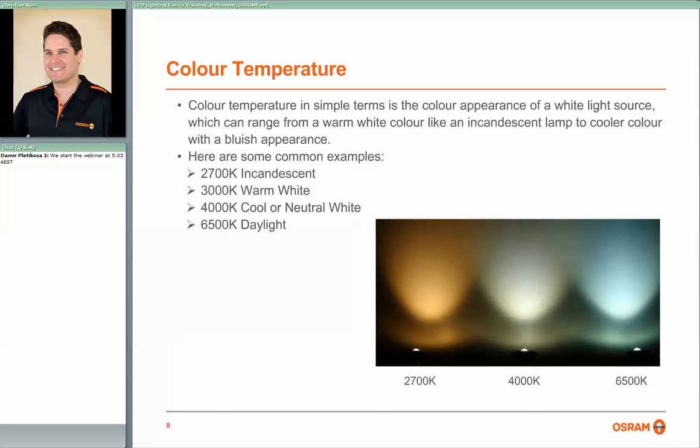In very simple terms, color temperature is just the color appearance of a light source. So it can range from a warm color like an incandescent lamp, which we would rate at 2700 Kelvin, up to 6,500 Kelvin, which we call daylight, which tends to be more on the blue side of the spectrum. So as the Kelvins get higher, the color gets more towards the blue scale, and conversely, as it gets lower, it gets more yellow or orange.